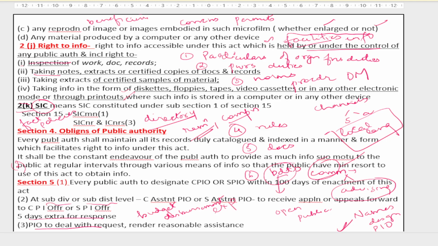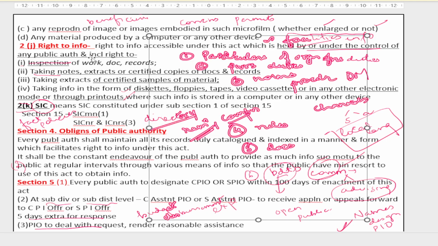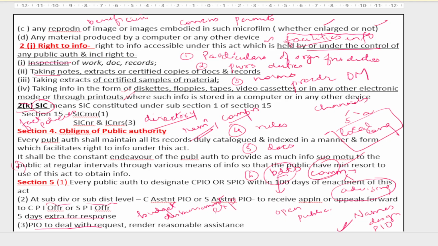Now we move on to section 5 of the RTI Act. Section 5 talks about the appointment of public information officers. Every public authority will designate a public information officer, that is the central or state public information officer, within 100 days. Within 100 days of the enactment of the RTI Act, every public authority needs to designate the public information officer. And at the subdivision or sub-district level, an assistant PIO may be appointed to receive the application and appeals and then to forward it to the PIO.